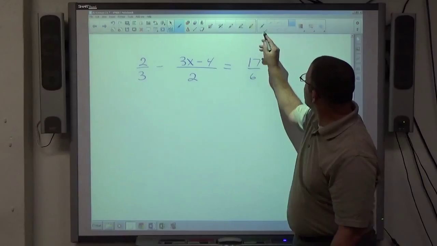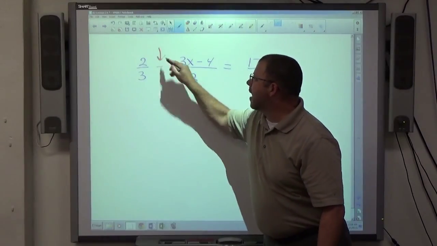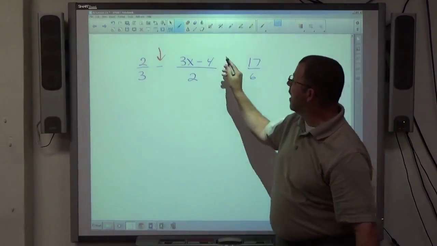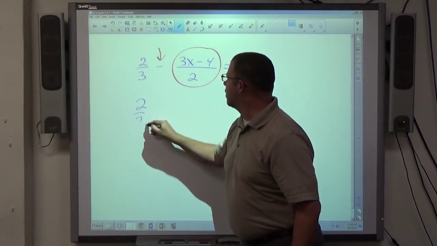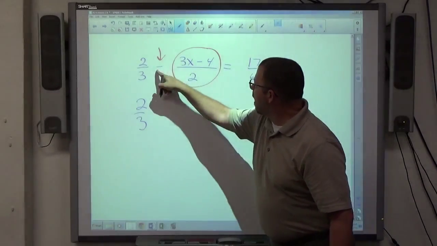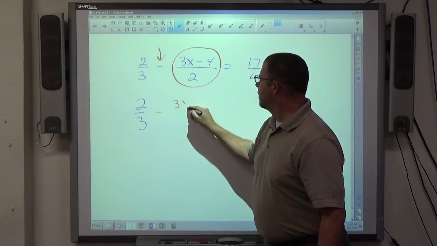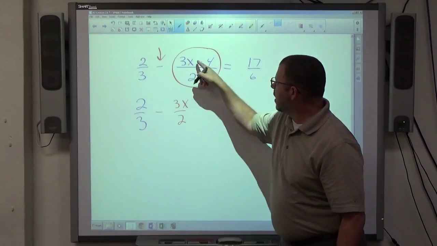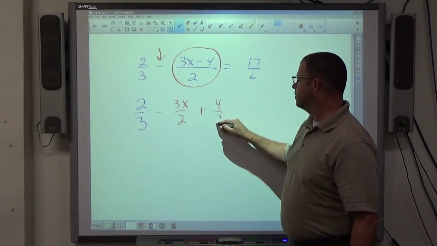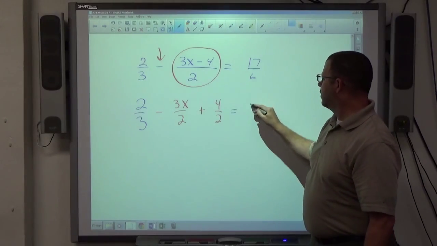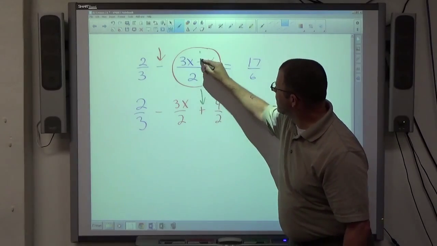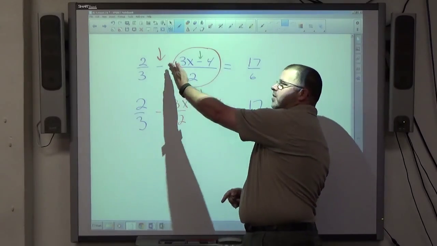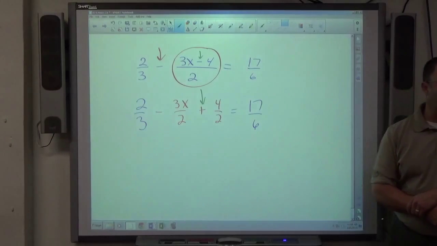Anyway, what I want you to notice about this is that's a minus sign. So when I go to split this second fraction, let's see what the effect is. So 2/3 minus 3x over 2, and it's going to be minus minus, so it's going to be plus 4 over 2, equals 17/6. So the issue at hand is that sign right there, which was negative, now it's positive, because that minus sign does distribute through the numerator.